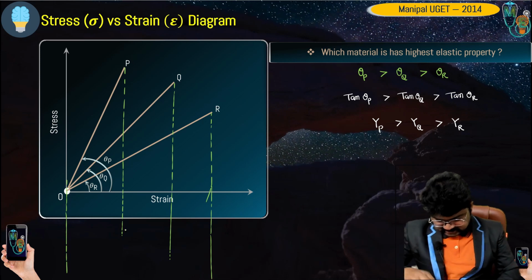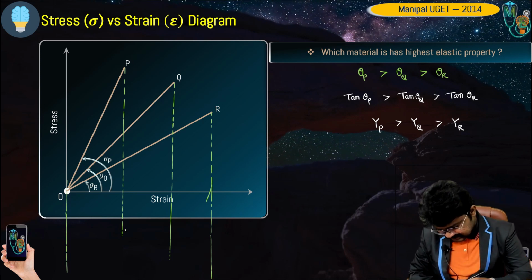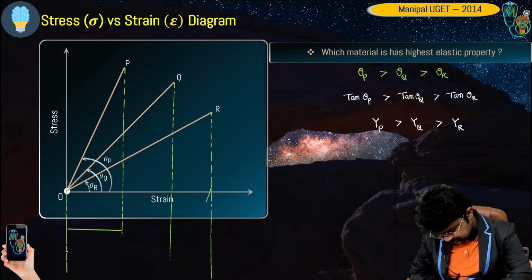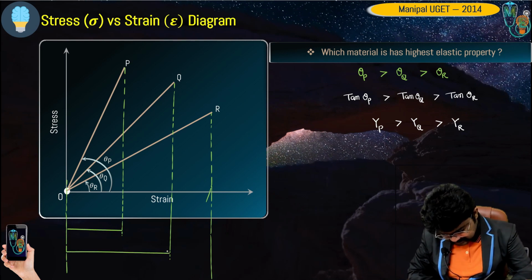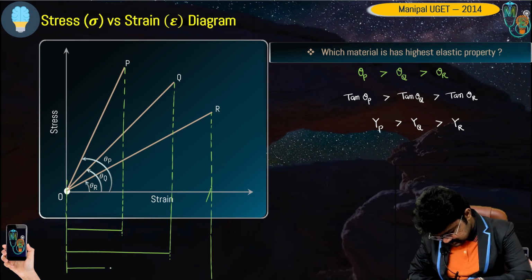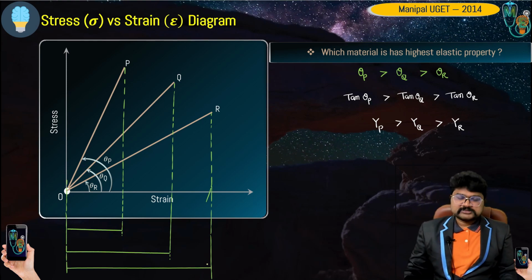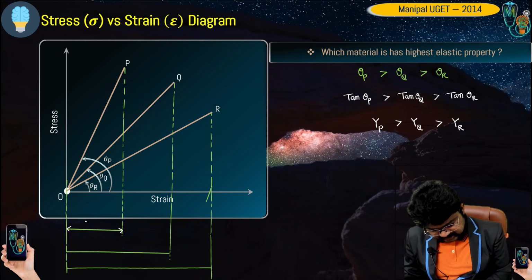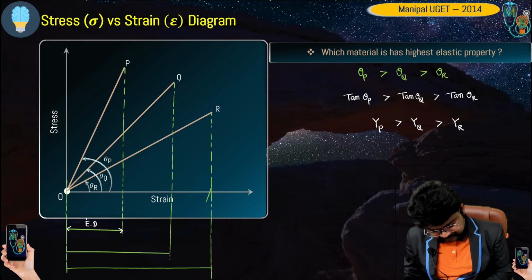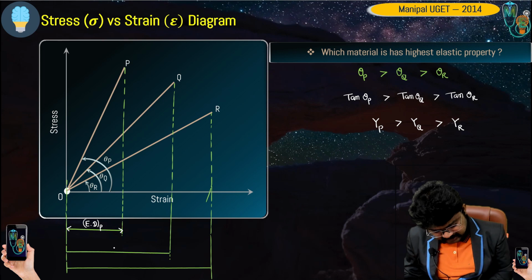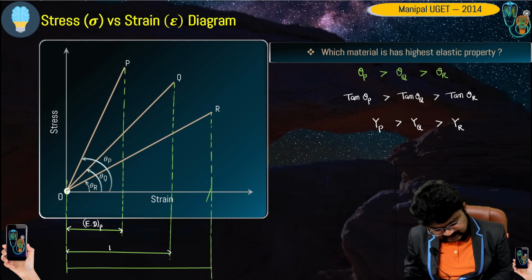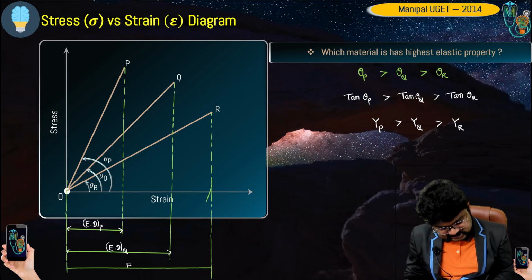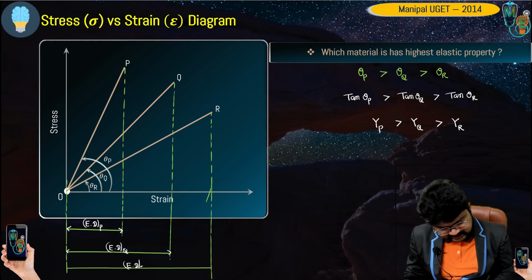Now I can say from here to here is the elastic deformation, like this. So here I can confidently say that this is the elastic deformation of material P, the elastic deformation of material Q, and the elastic deformation of material R.